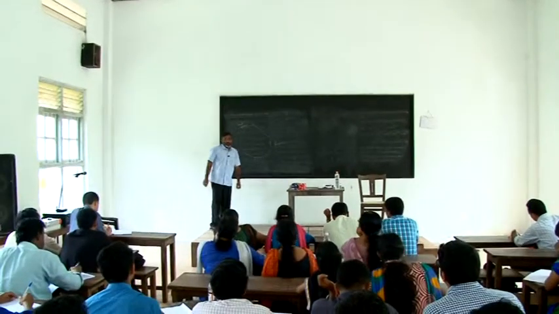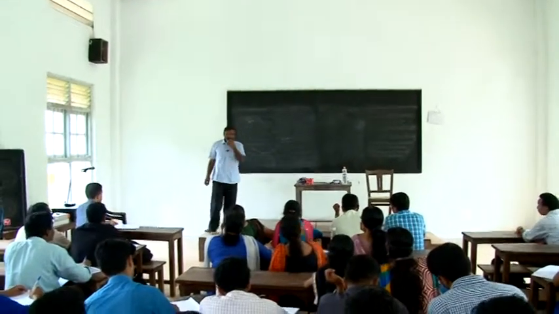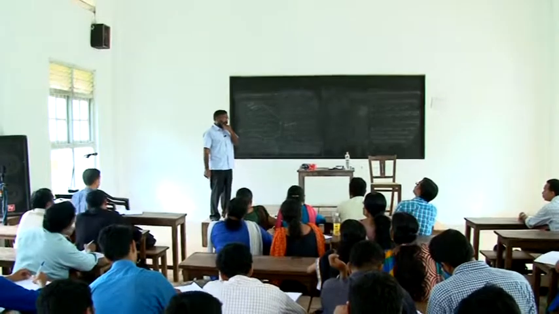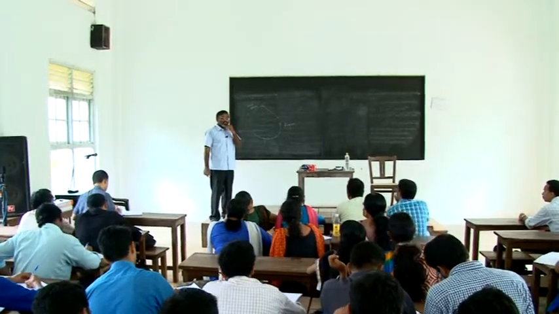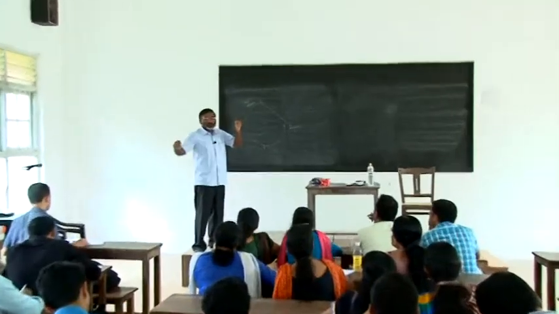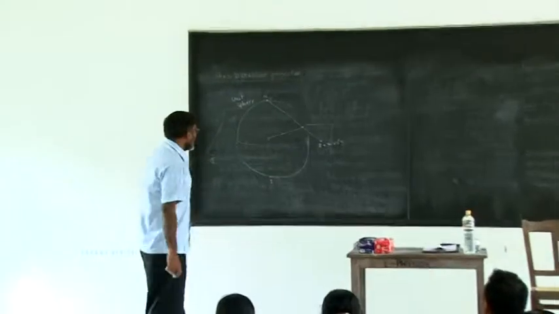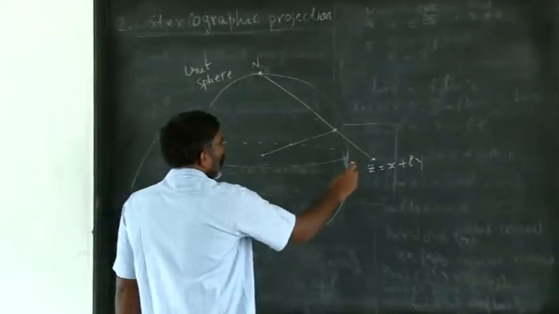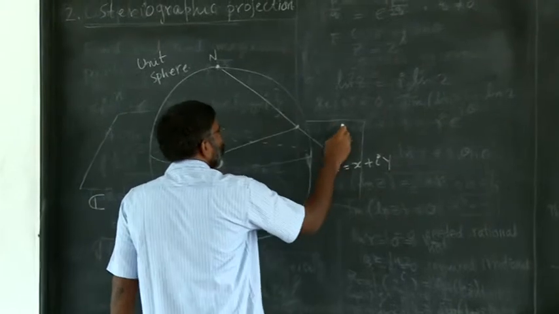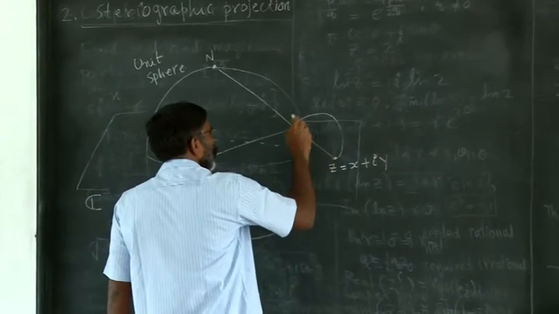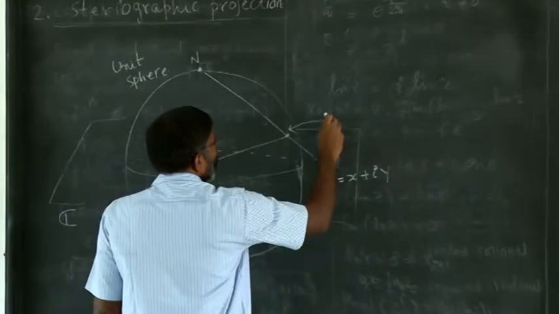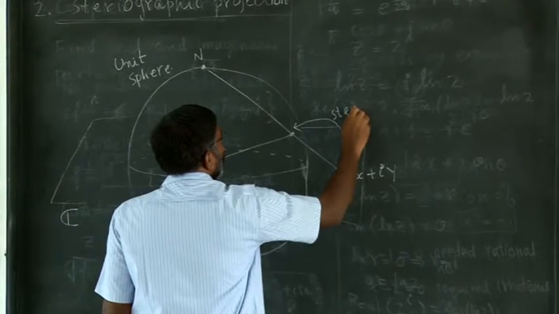What is that point? The point of intersection of the spherical surface and the straight line drawn from the north pole to a point of the complex plane. So this point is mapped on this point. So this is what is called stereographic projection.